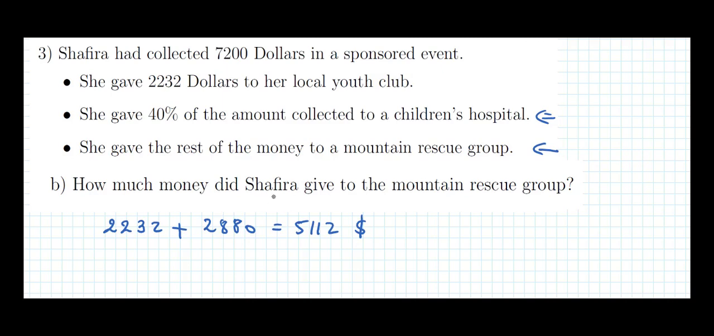So the amount of money which was given to the rescue group is $7,200 minus $5,112, which is equal to $2,088.